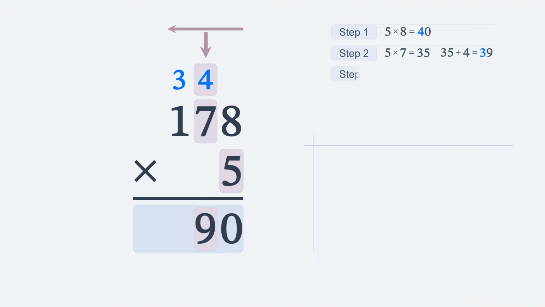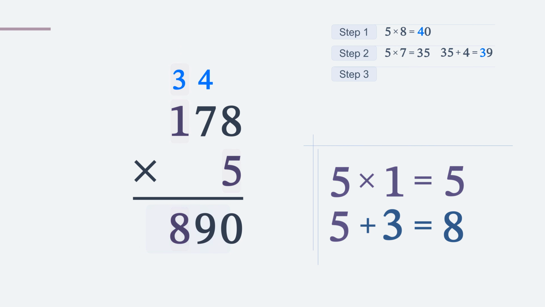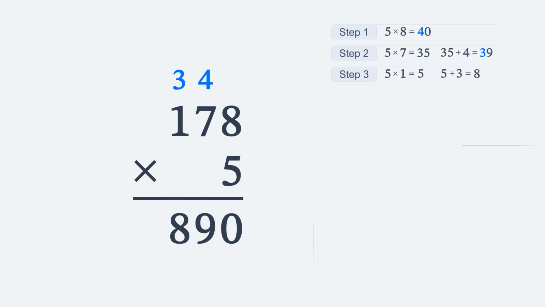Now we can move on to the third and last step. We have 5 times 1, which is 5. Since we carry 3, we add it to the 5. 5 plus 3 equals 8. We write 8 in the hundreds place of our answer under the line. Okay, we've completed all 3 steps, and the answer to our problem, 178 times 5, is 890.